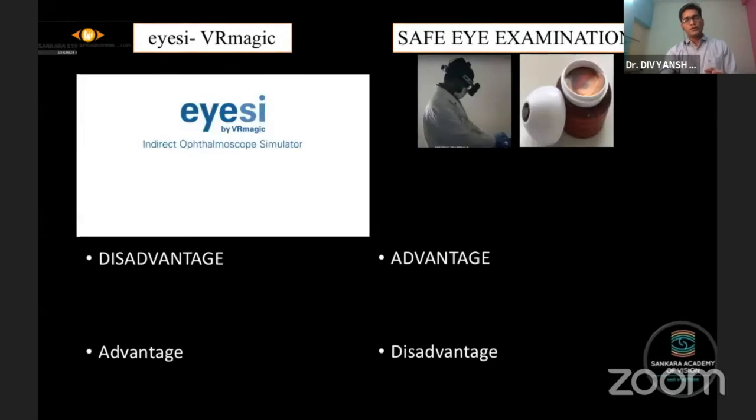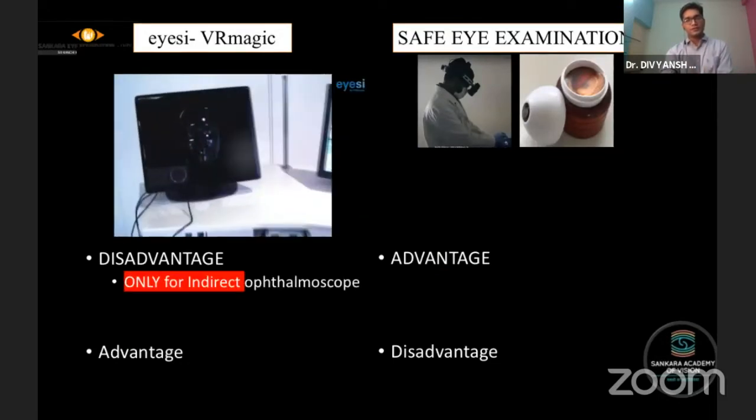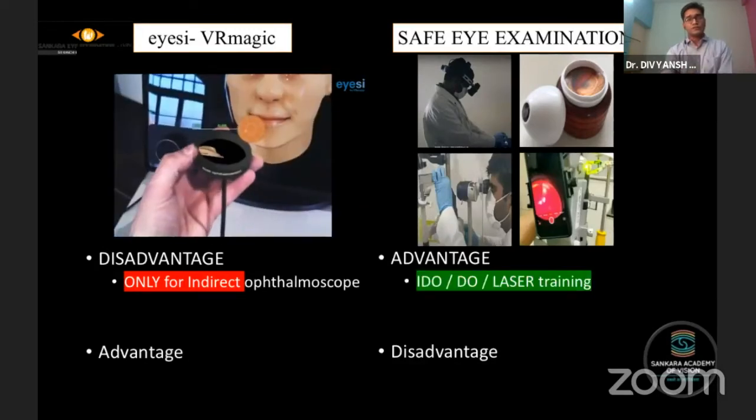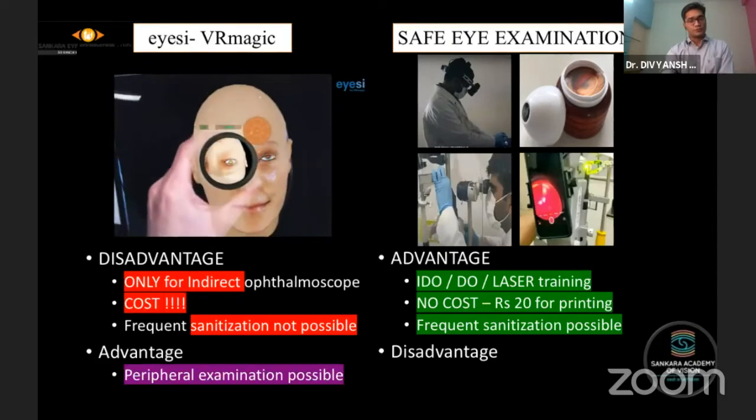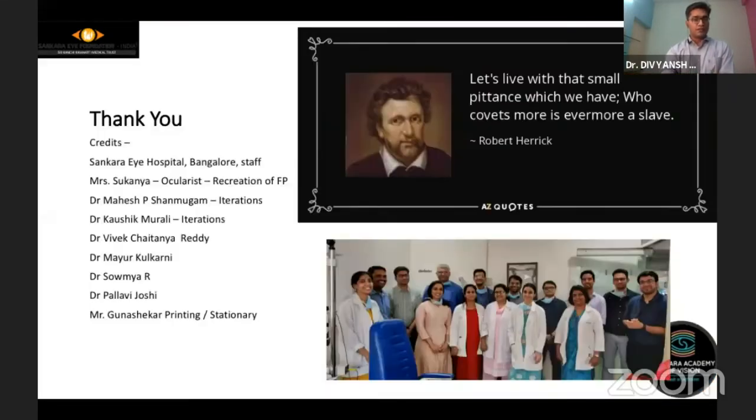Finally, the most important is the 3D visualization, as in VR magic, which is available. But the laser can still not be learned in this, and only indirect is possible. Slit lamp biomicroscopy is still not possible. Yes, we are trying to publish it, and it is already accepted for publication.